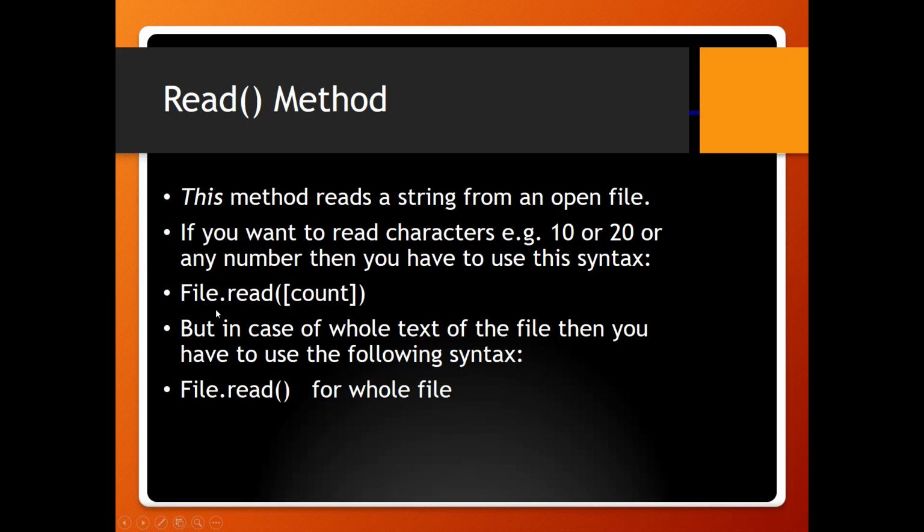For example, if I want to read the first 100 characters of my text, I will just write file dot read, and in the square brackets I will write 100. But in case of the whole text of the file, meaning you want to read the whole text and display it on the computer screen, then you have to use the following syntax, very simple: file dot read for the whole file.